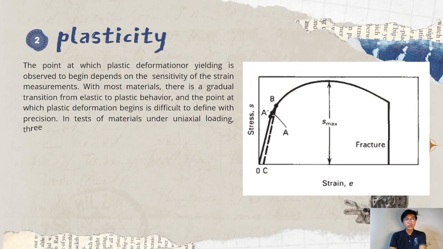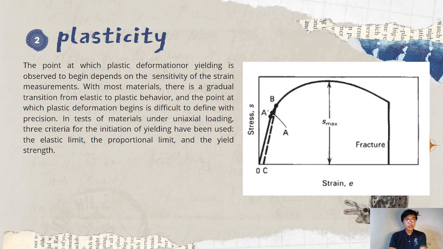And number two, plasticity. The point at which plastic deformation, or yielding, is observed to begin depends on the sensitivity of the strain measurement. With most materials, there is a gradual transition from elastic to plastic behavior, and the point at which plastic deformation begins is difficult to define with precision. In tests of material under axial loading, three criteria for the initiation of yielding have been used: the elastic limit, the proportional limit, and the yield strength. You can see the picture at the right.